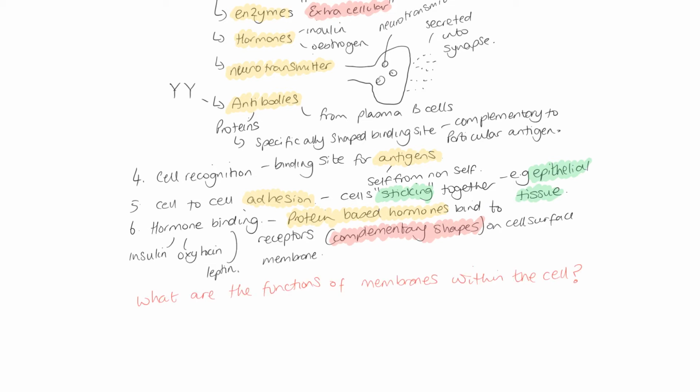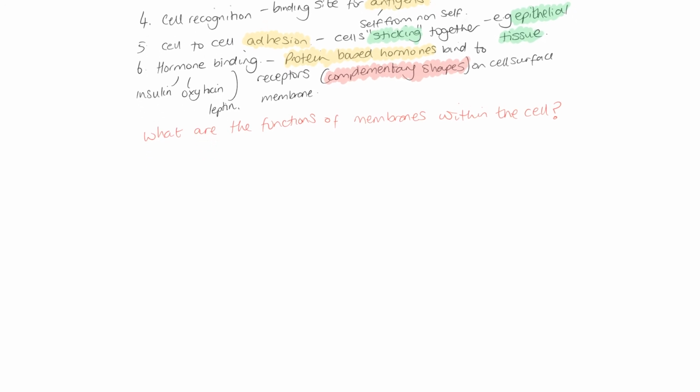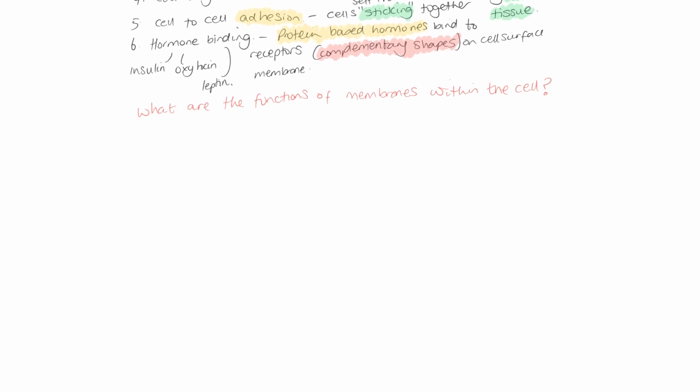Okay, we're just going to take a little sidebar for a minute now and just talk about the functions of membranes within cells. And when we talk about the functions of membranes within cells, we're really referring to the membranes surrounding the organelles within the cell. So almost all of these functions are almost identical to the functions of the cell surface membrane. There are just a few additions, so we're going to touch on those.